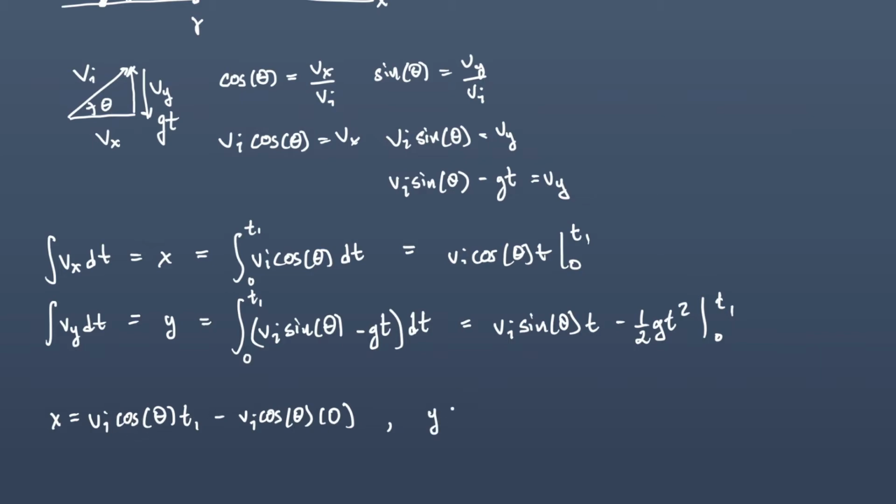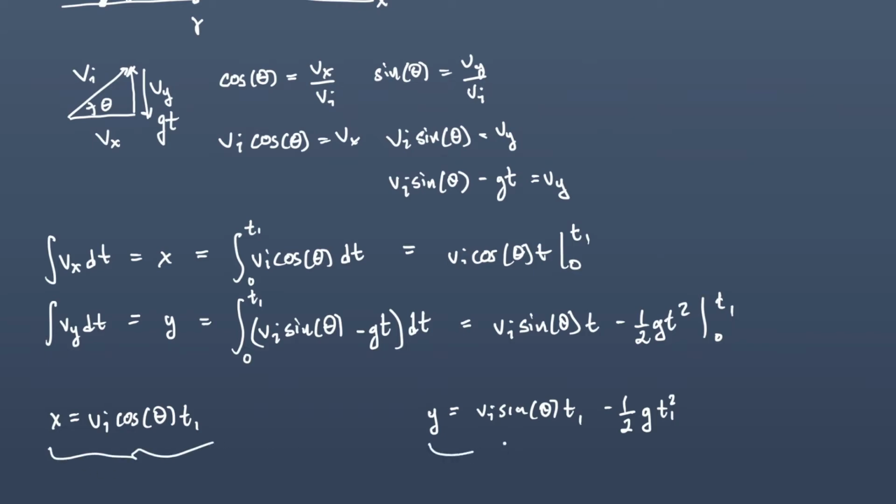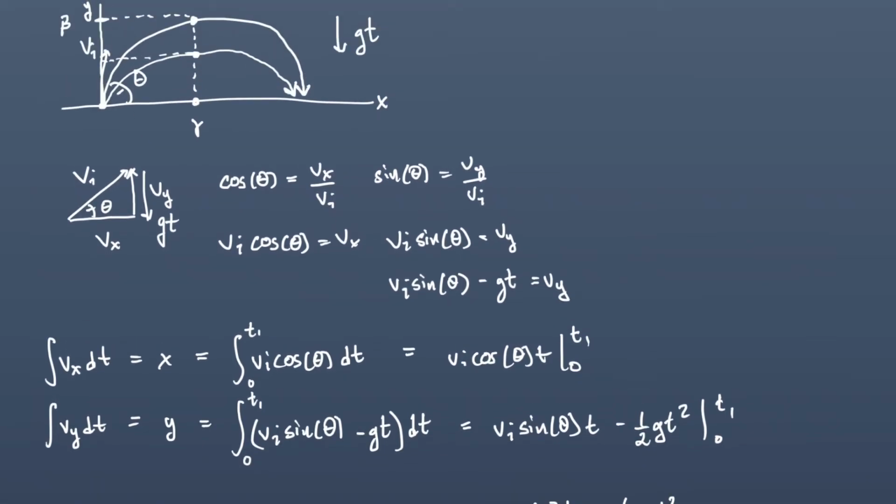And then our y is Vi sine of theta t1 minus 1/2 g t1 squared. I'm just going to save us some space here. If we plug in 0 into here, we get 0, and if we plug 0 in for t, we get 0 here. You can see that's happening right here too. 0 times anything is just going to be 0. So these are our two equations for our x and y coordinate axes.